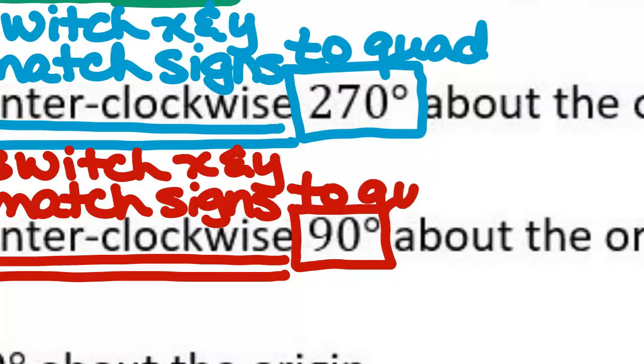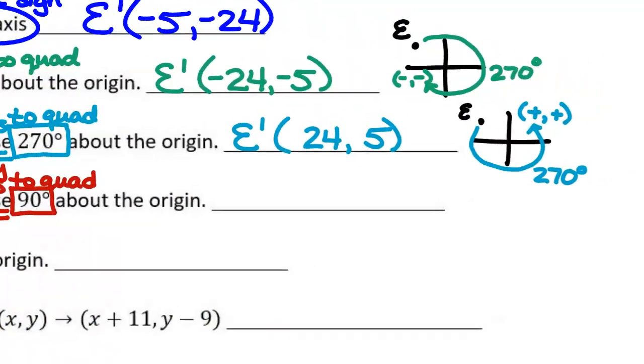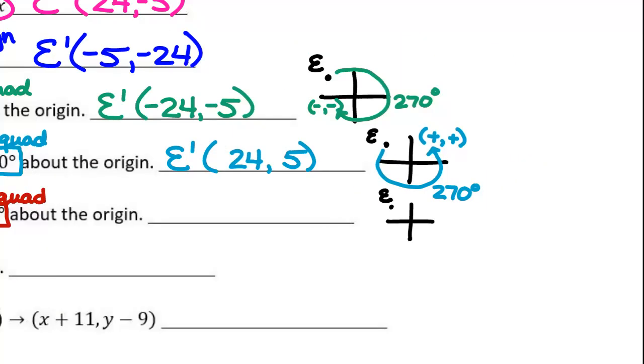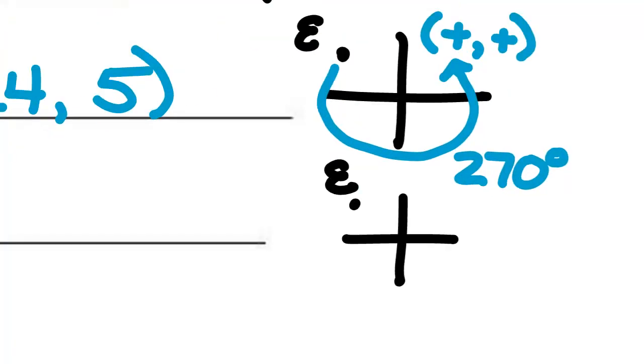For a 180 degree rotation, we do not switch the x and y, but for every other rotation about the origin, 270 or 90, we're going to switch x and y around. All right, my point E is up there in the second quadrant. We're going to go counterclockwise, so same direction as in the question before, but we're only going to go 90 degrees counterclockwise.